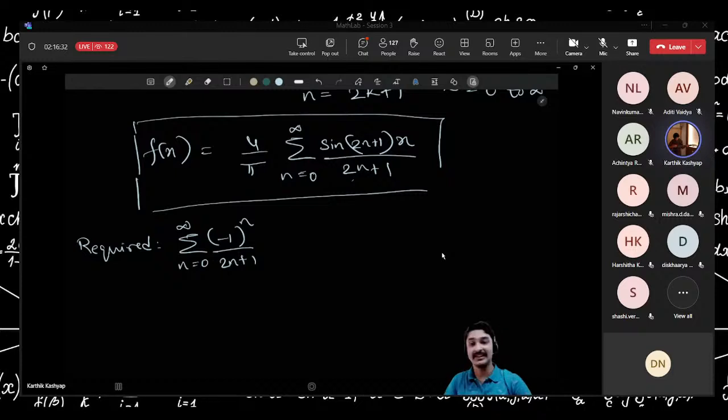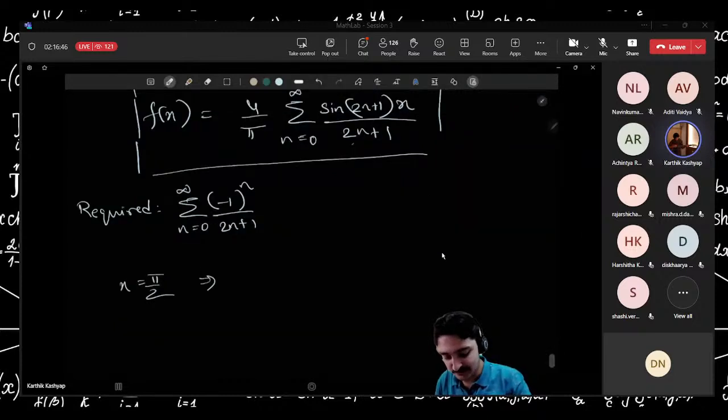This value for sine would be x is equal to pi by 2. So sin pi by 2 is equal to 1, sin 3 pi by 2 is equal to minus 1, sin 5 pi by 2 is 1, and so on. So let's put x is equal to pi by 2 in this Fourier series.